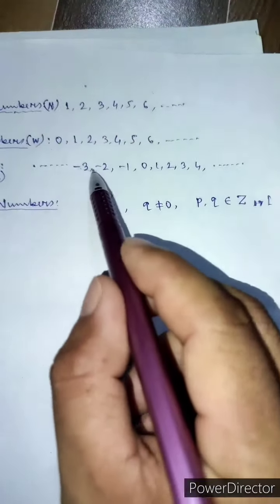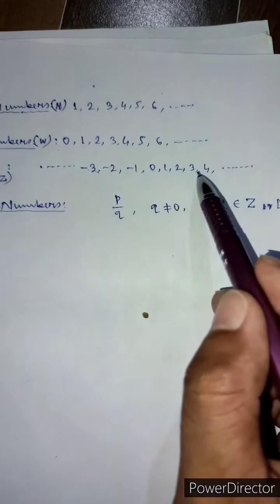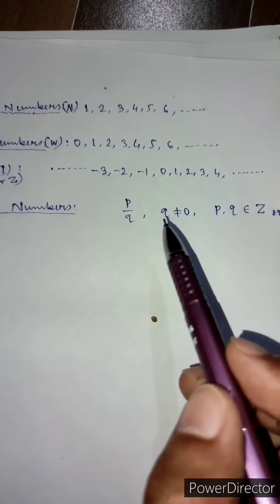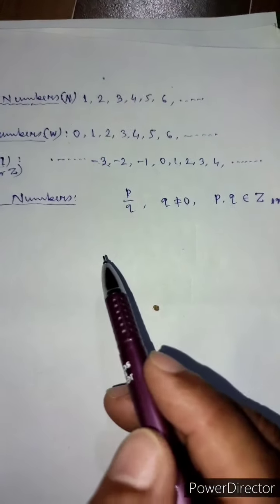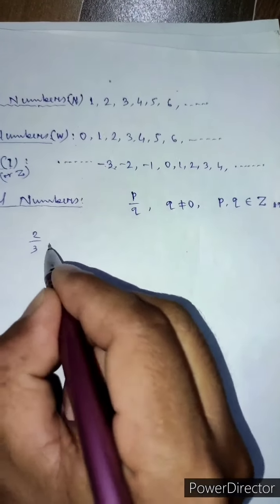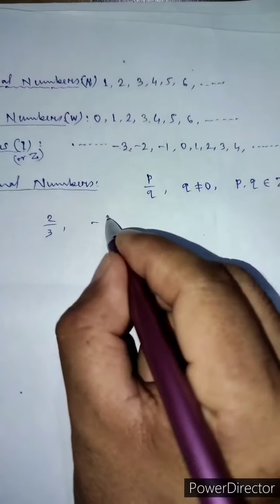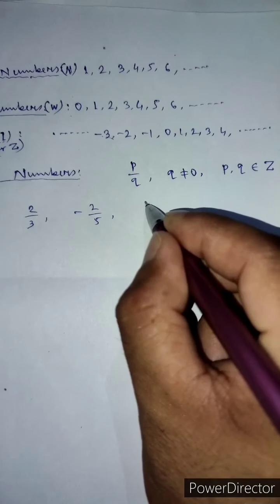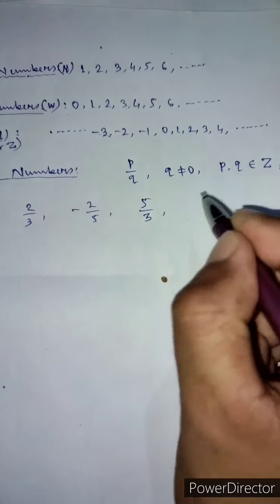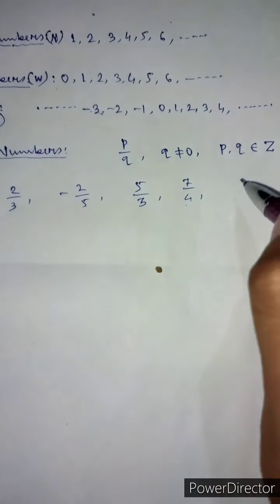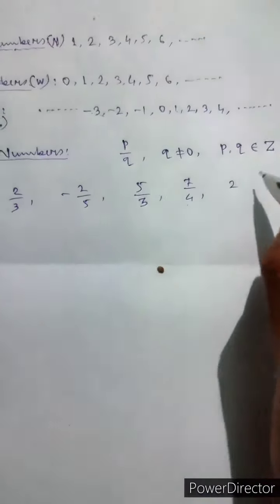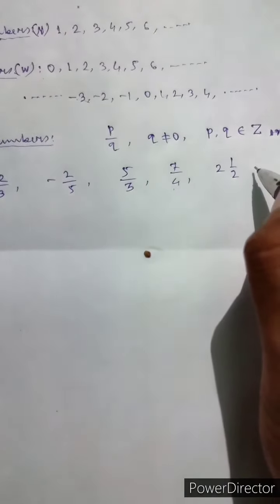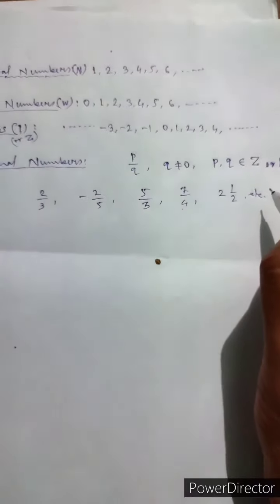For example, all integers are rational numbers. All integers, whole numbers, all naturals, these all are integers, you can say. As well as p by q, that means you can take an example of 2 by 3. It is also an example of rational numbers. Examples, -2 by 5, -2 by 3 also you can take. And then improper fractions, suppose 5 by 3, suppose 7 by 4, or a mixed fraction also you can take, 2 and 1 by 2, etc. These all are rational numbers.